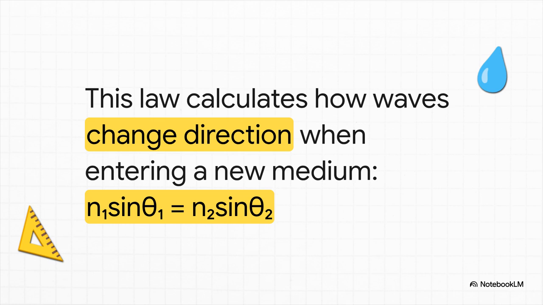And when waves pass from one material into another, say from air into water, they bend. This is called refraction, and it's all described by Snell's law: n1 sine theta 1 equals n2 sine theta 2. That equation tells you exactly how much the wave is going to bend. The classic example? A straw in a glass of water.